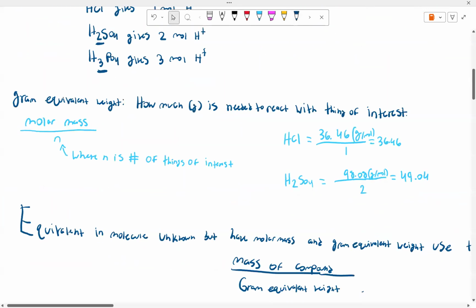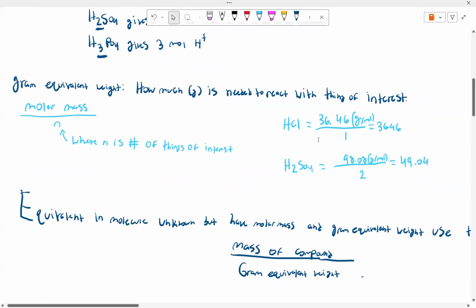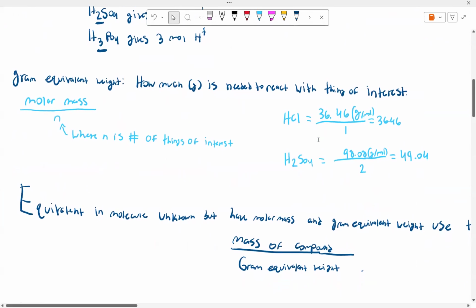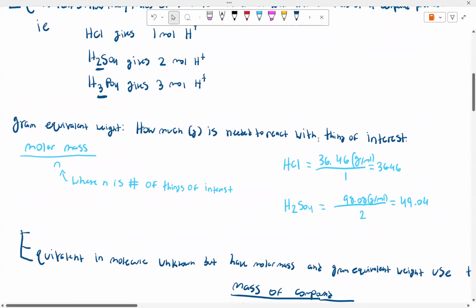Gram equivalent weight is how many grams are needed to react with that thing of interest. So you have molar mass over N, where N is the number of things of interest. For example, going back to our proton examples, HCl has 36.46. That is what it will be listed under in the periodic table when you add hydrogen and chlorine together, over one because there is one hydrogen or proton that we're interested in. So that's 36.46 grams.